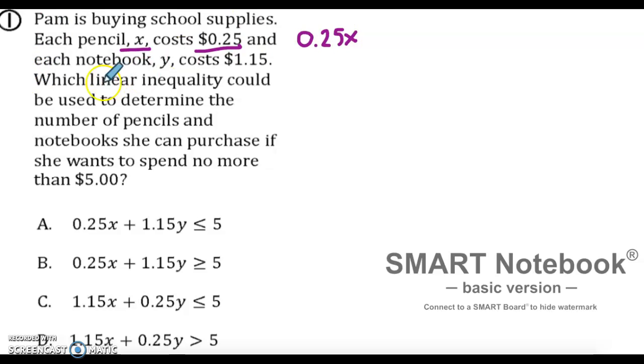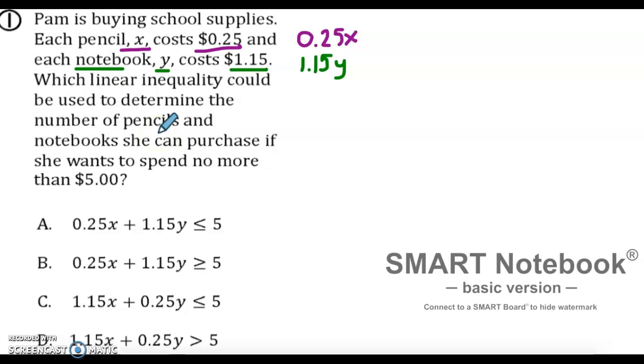Then it says each notebook, which we're going to represent with the variable Y, costs $1.15. So we know somewhere in our inequality, we're going to have a 1.15 Y. So write that down too, because that is what the problem's telling us. It's $1.15 per, remember per is like that multiply word, notebook. So 1.15 Y.